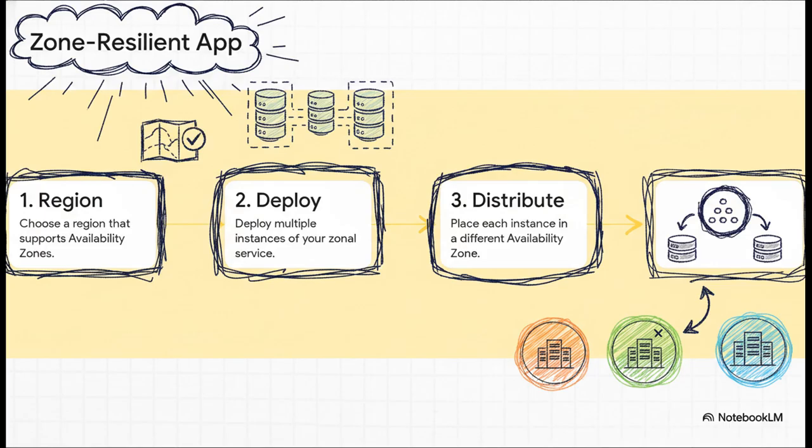So how do you make a so-called zonal application resilient? Well, you basically take matters into your own hands. First, step 1, make sure your region even supports zones. Then, instead of deploying just one VM, you deploy at least 2, probably 3. Now here's the crucial part. You deliberately place each one in a different availability zone. And finally, you stick a load balancer in front of them all. Now, if one zone fails, the load balancer is smart enough to just stop sending traffic there and route it to the healthy instances in the other zones. Boom. You just built your own zone redundancy.